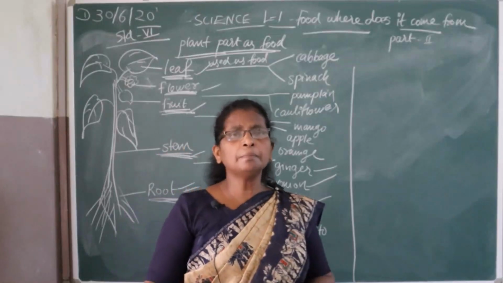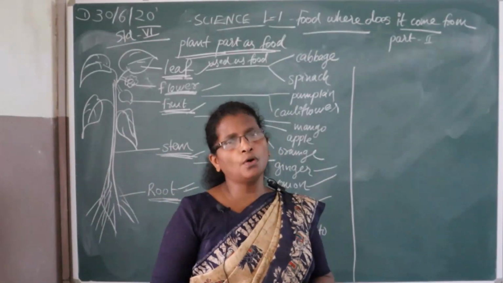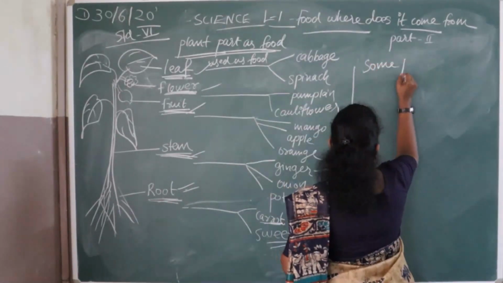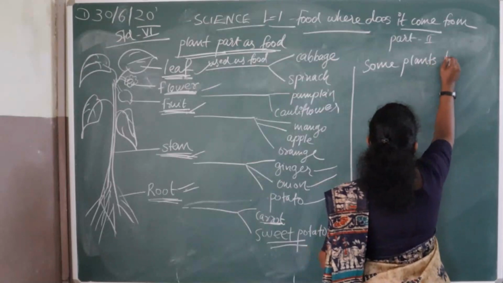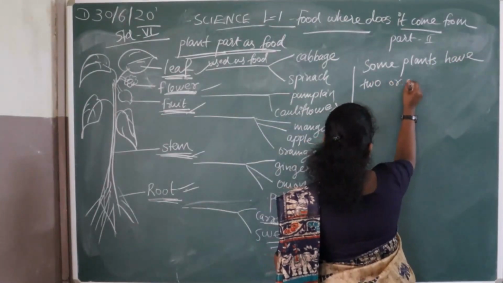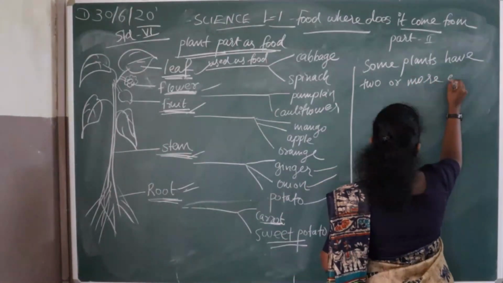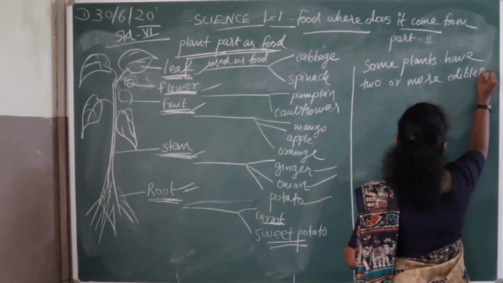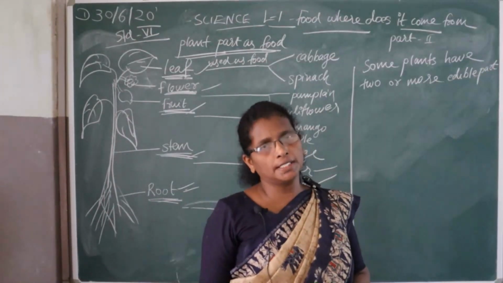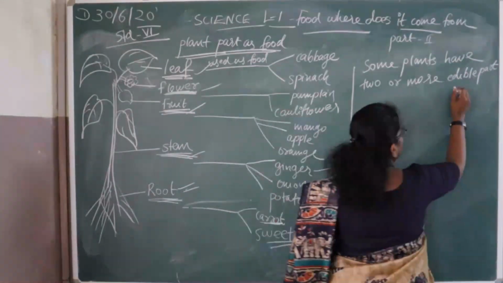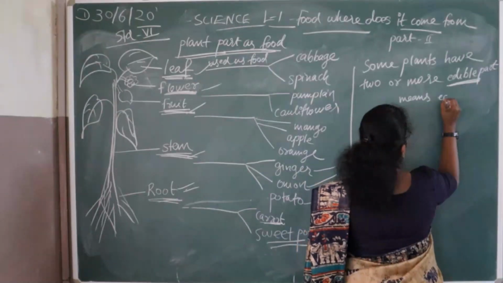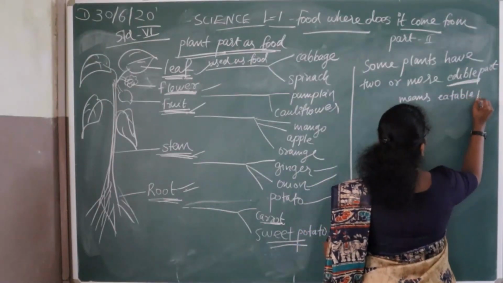Next, some plants have 2 or more edible parts. Students, edible part means eatable part.